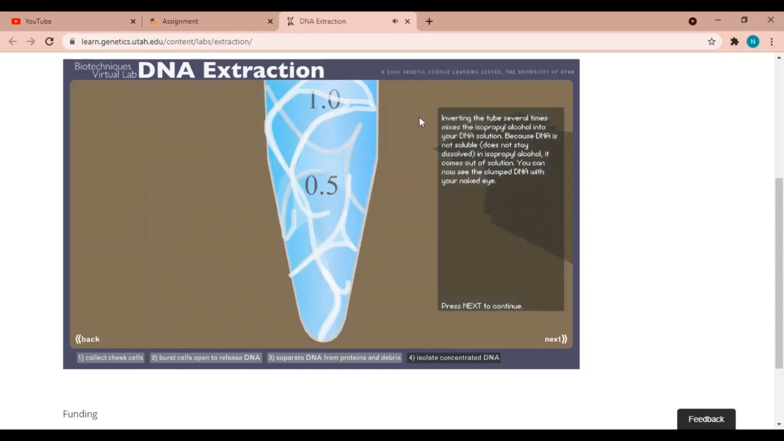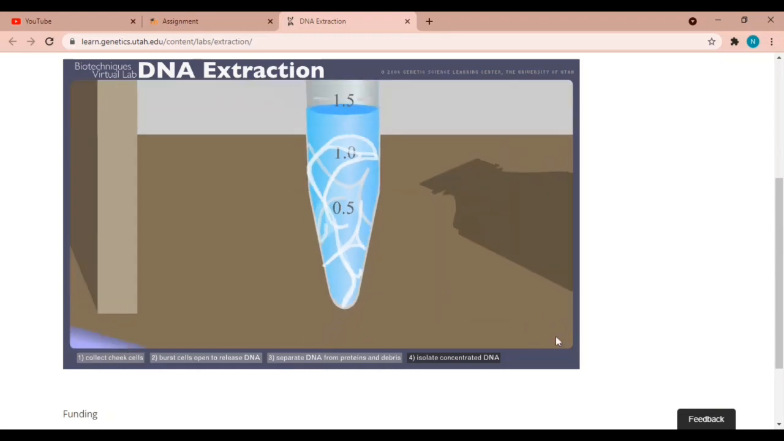Invert the tube several times to mix the isopropyl alcohol into your DNA solution, because DNA is not soluble, which means it does not stay dissolved in isopropyl alcohol. It comes out of solution. So you can see the clumped DNA with your naked eyes. So this is the clumped DNA. Press next.